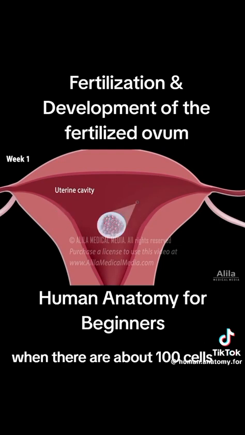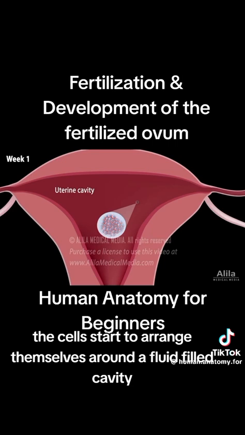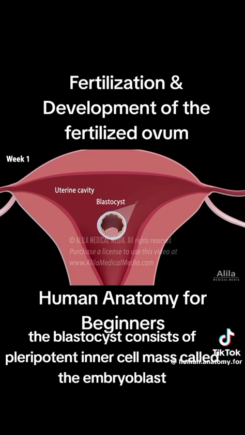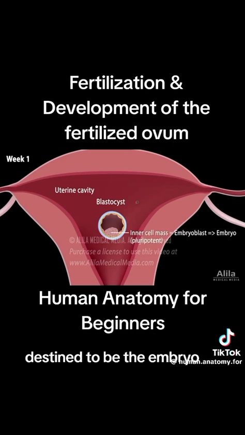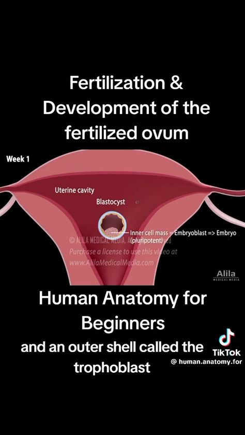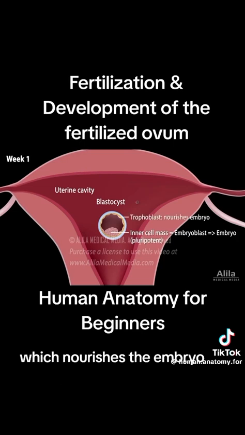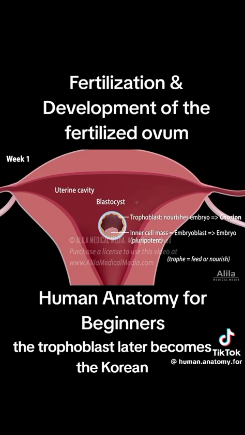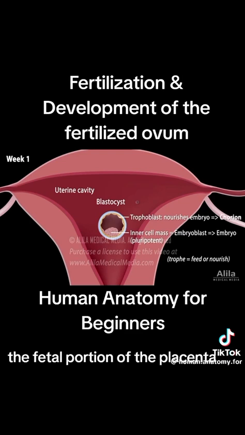When there are about 100 cells, the cells start to arrange themselves around a fluid-filled cavity, forming a blastocyst. The blastocyst consists of pluripotent inner cell mass called the embryoblast, destined to be the embryo, and an outer shell called the trophoblast, which nourishes the embryo. The trophoblast later becomes the chorion, the fetal portion of the placenta.